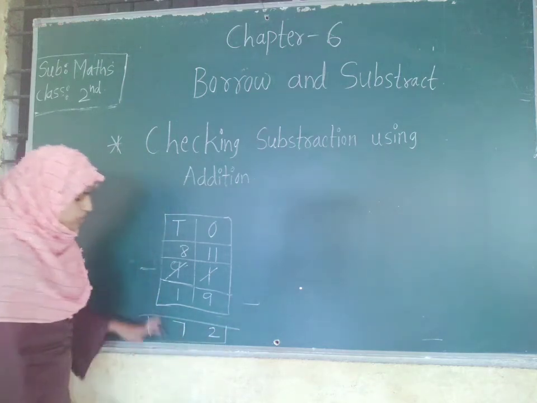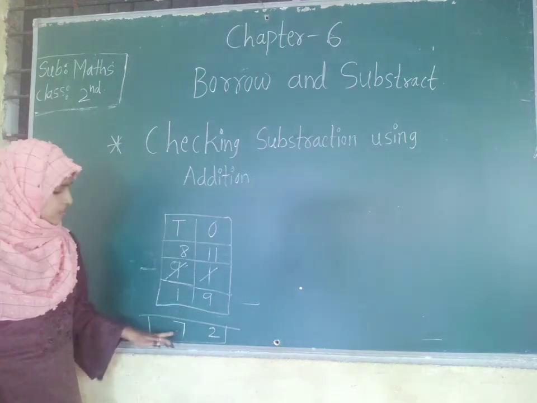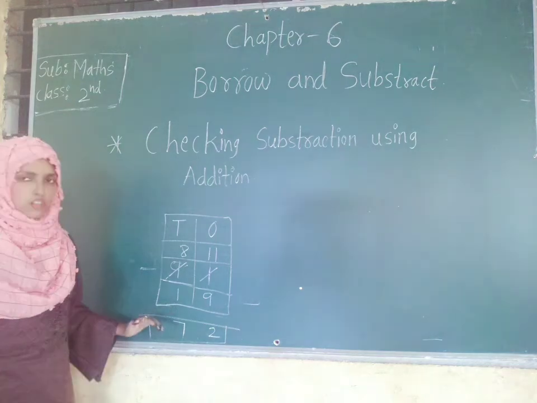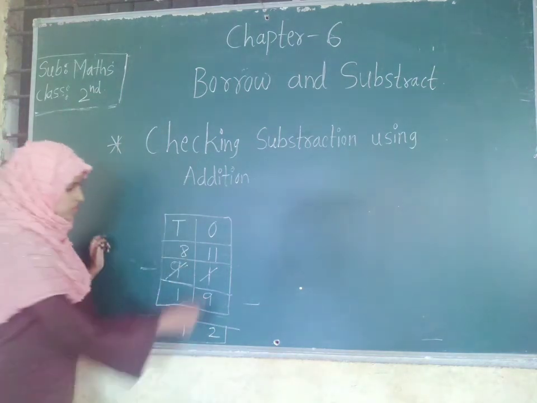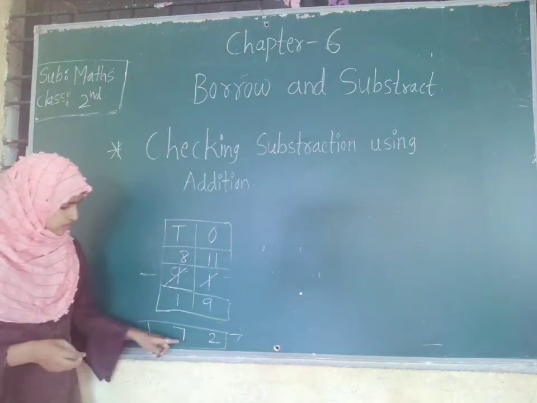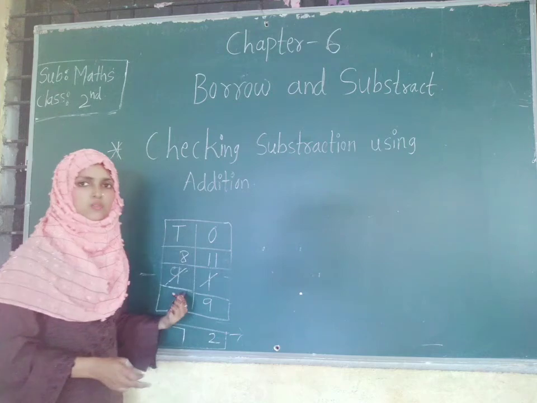So how much we got difference? 72. So how we will verify this result? How we will verify this difference? So using the addition we can verify easily. So children, this difference is equals to how much? 72. Yes, 72 is the difference of these two numbers.